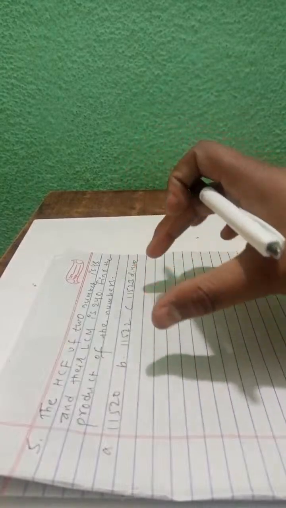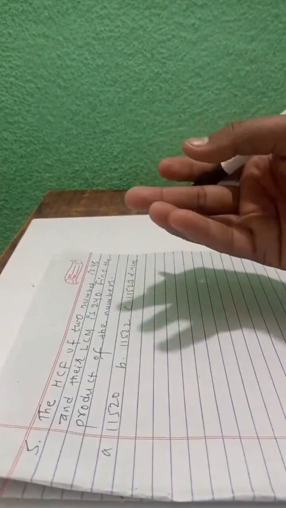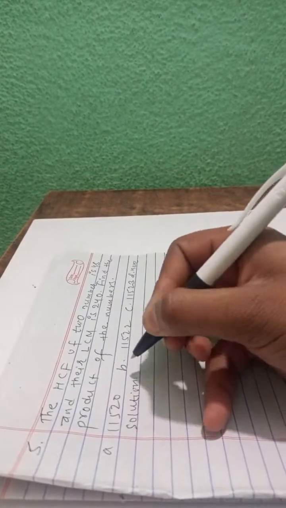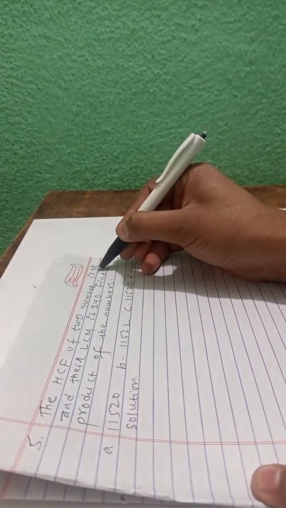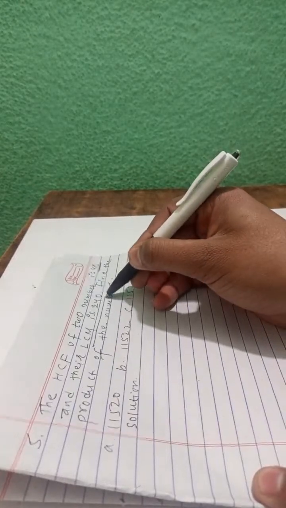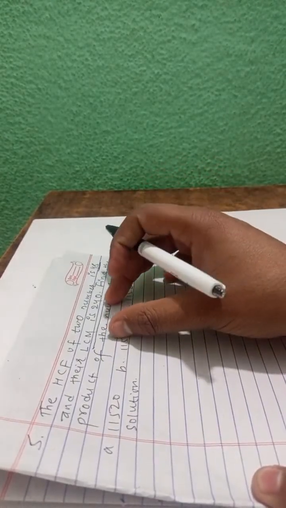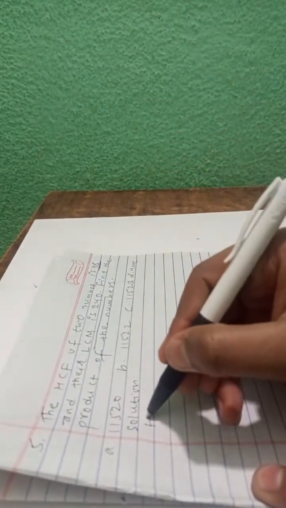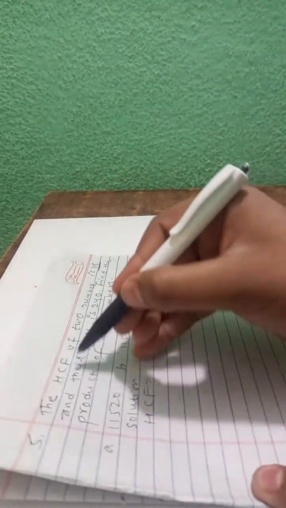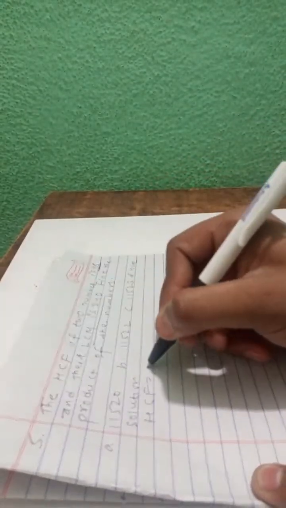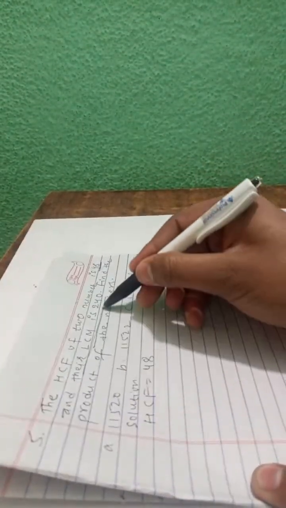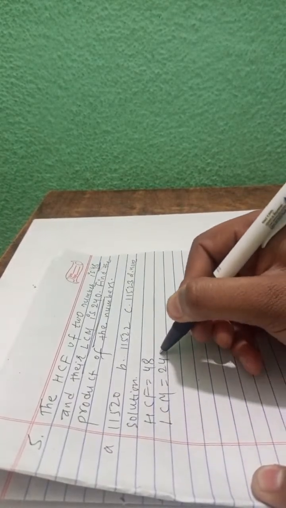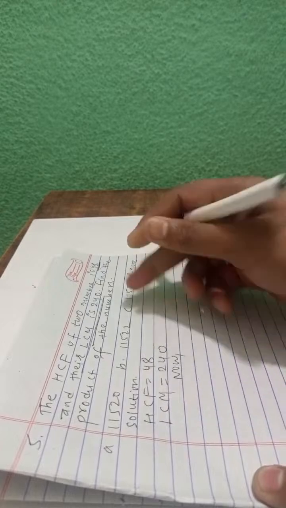Then how can you find the product of two numbers? We have a shortcut formula. If the HCF of two numbers is 48 and the LCM is also given, then we directly multiply them to get the product of the two numbers. The HCF is 48 and the LCM is 240.